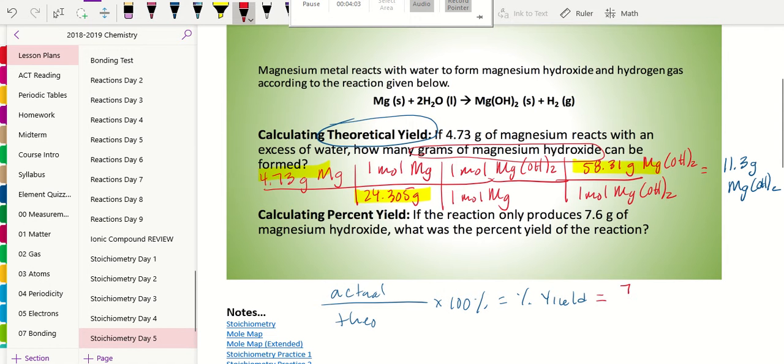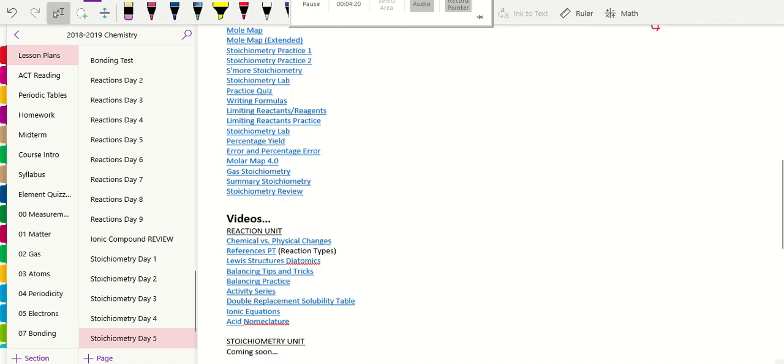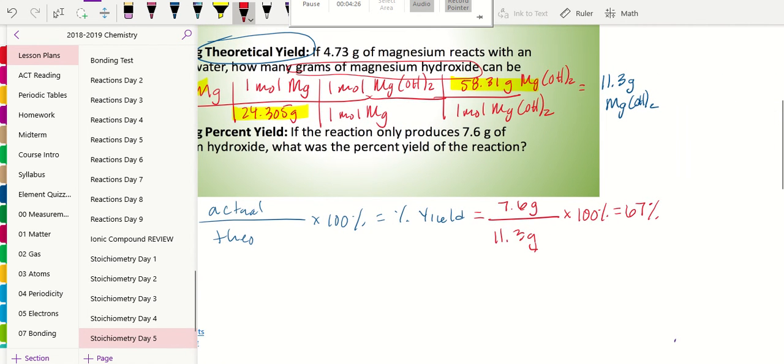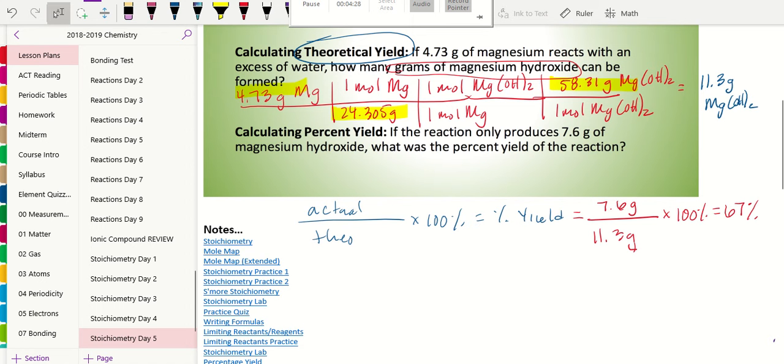So, 7.6 grams divided by my theoretical 11.3 grams times 100% equals what? 67%. 67% yield here. So, 67% yield. This is telling you that you yielded 67% of what you expected to produce.